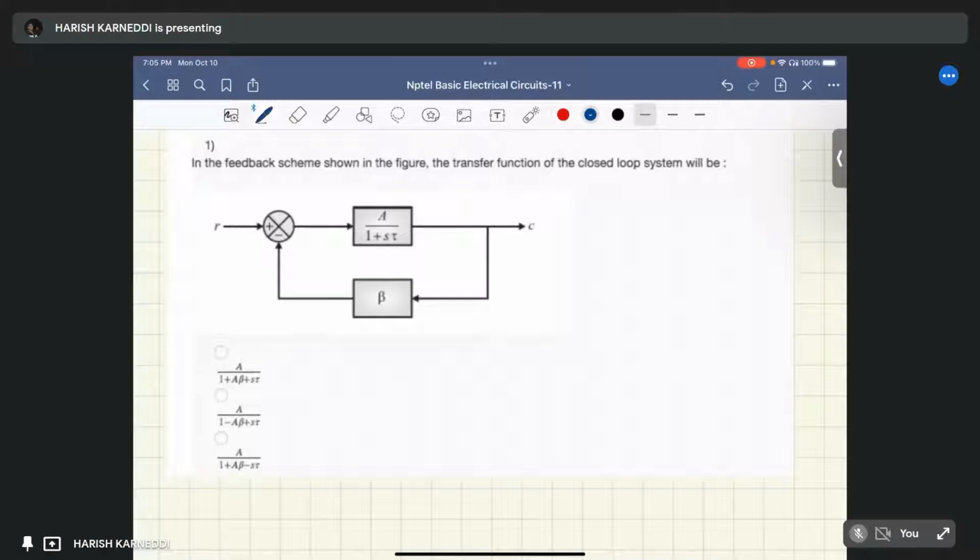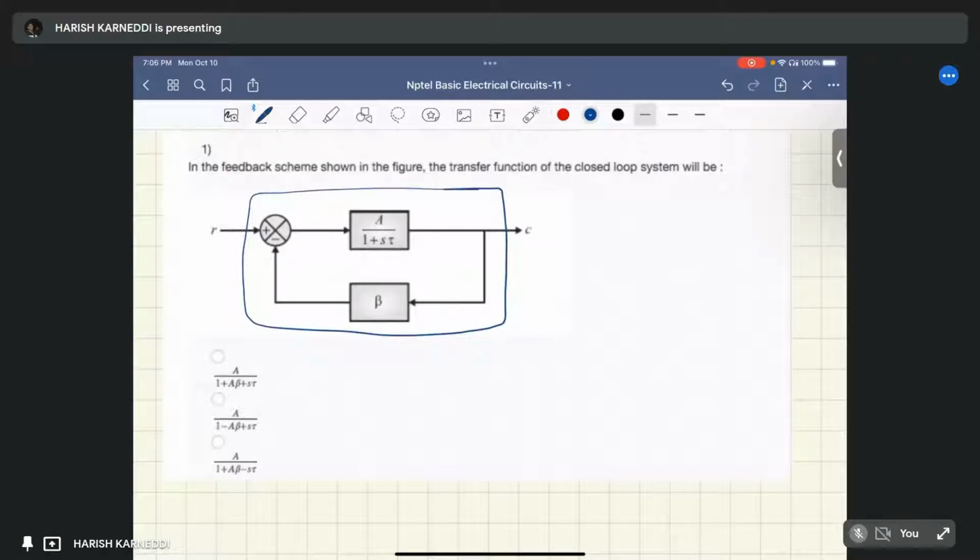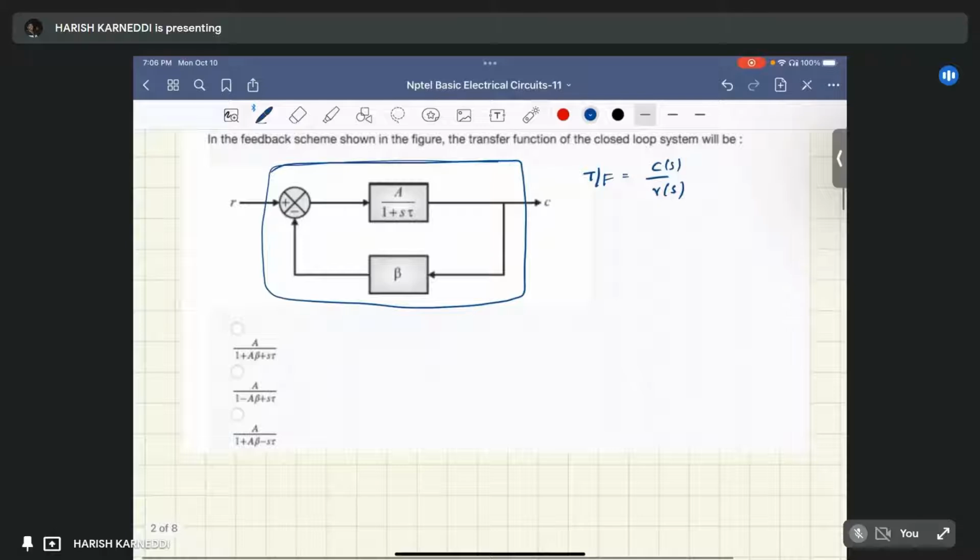Okay, first question. In the feedback scheme shown in the figure, the transfer function of the closed loop system will be, meaning we have to find the transfer function of the closed loop. If you consider this complete unit as one block, you have to find the transfer function. Transfer function is simply output by input, but in the S domain, C of S by R of S. C of S is this one, okay?